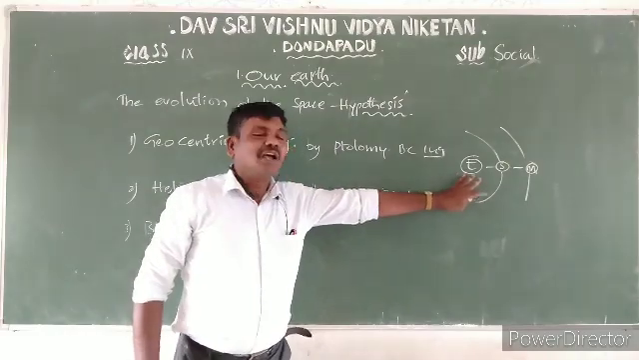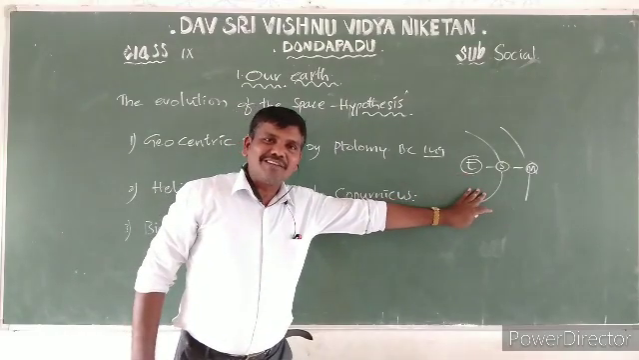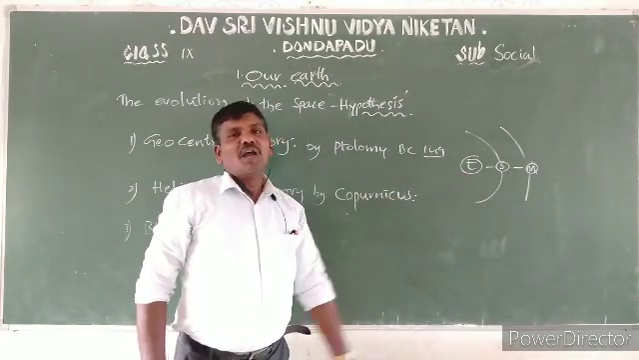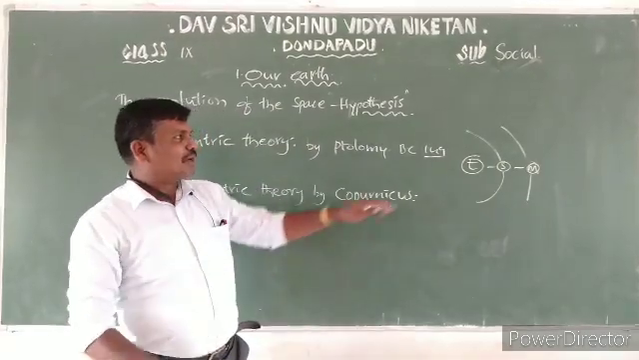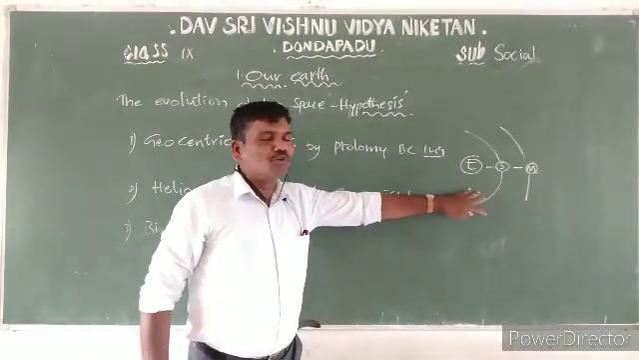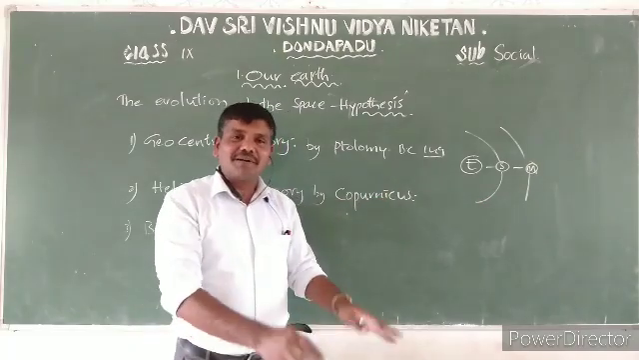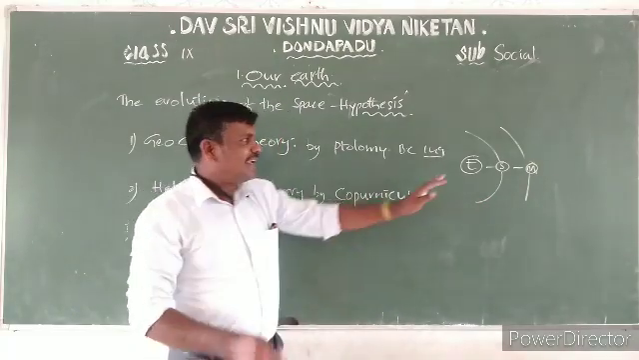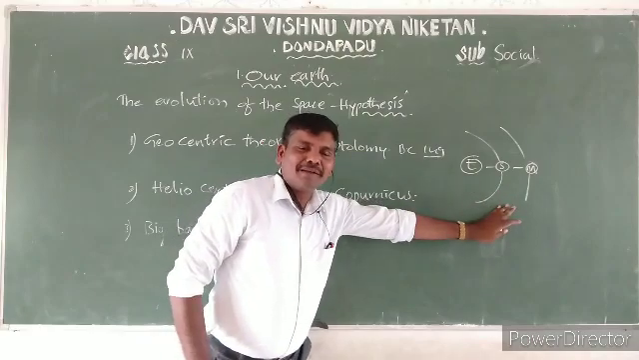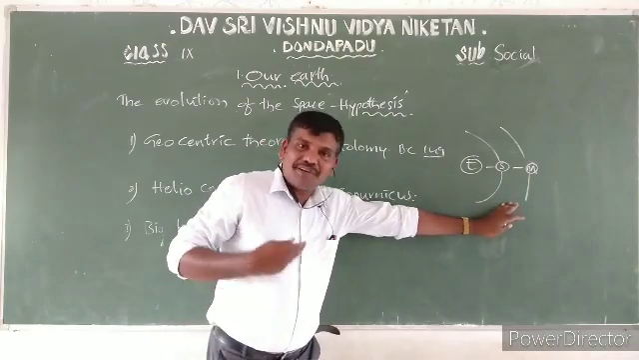So the geocentric theory was proposed by Ptolemy. Of course, he didn't have that type of equipment, like a telescope. At that time there was no technology at all. But the greatness is that he imagined the solar system, so we can appreciate Ptolemy.